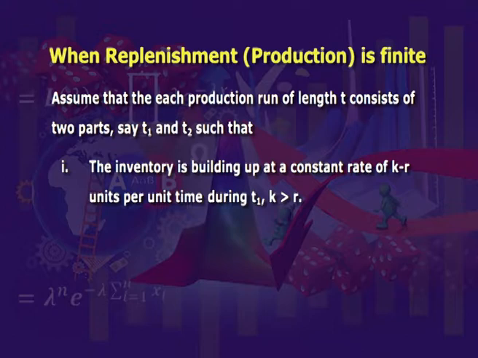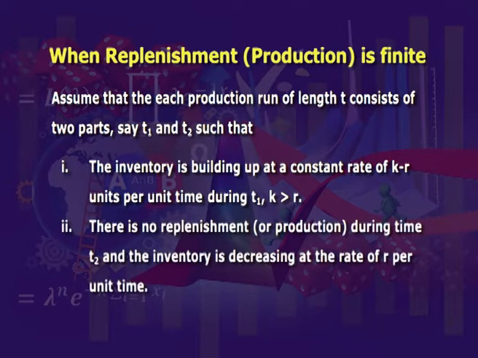Here K is greater than R. Number 2, there is no replenishment or production during time T2 and the inventory is decreasing at the rate of R per unit time. That is, during production period T1, inventory is increasing at the rate of K and simultaneously decreasing at the rate R. Thus, inventory accumulates at the rate of K minus R units.